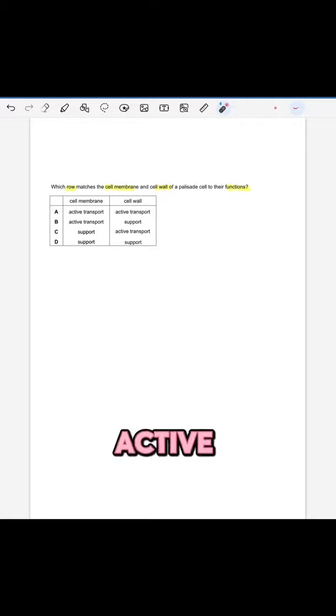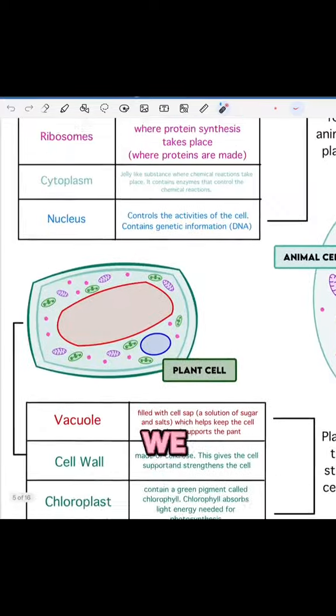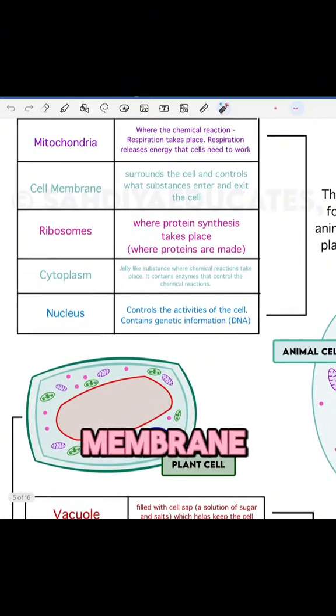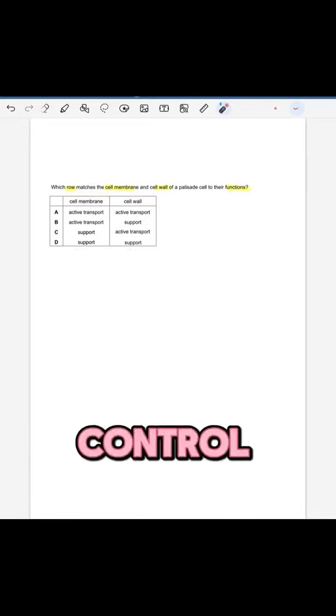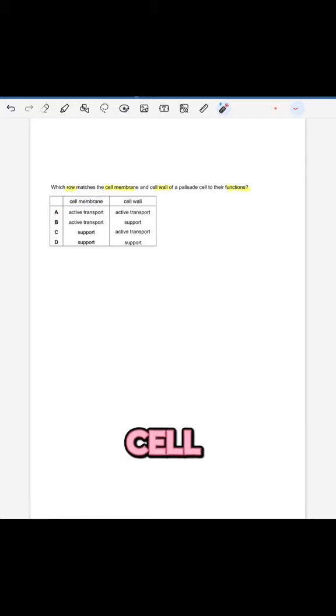Now, you know that active transport is the movement of particles through a cell membrane from a low concentration to a high concentration using energy from respiration. Now, if we look at the function of the cell membrane, it tells us the cell membrane surrounds the cell and it controls what substances enter and exit the cell. But if you look at the answers here, none of them give you the control of substances entering and exiting the cell. So what you've got to do is link that information together.